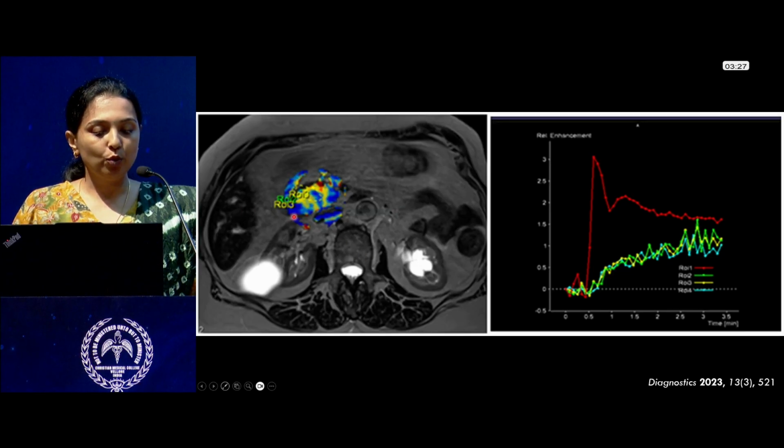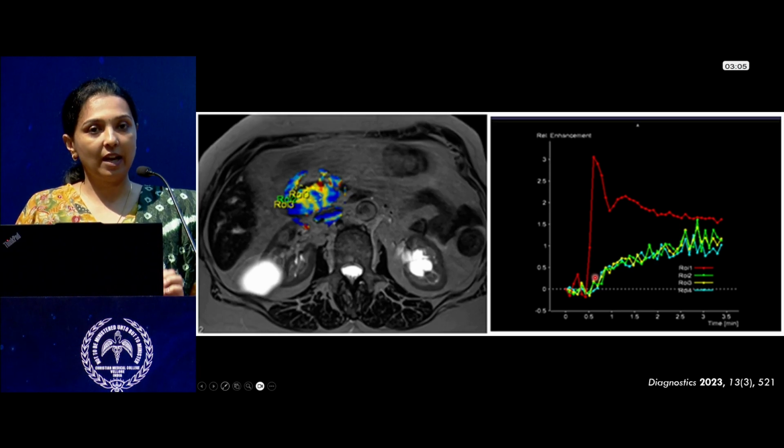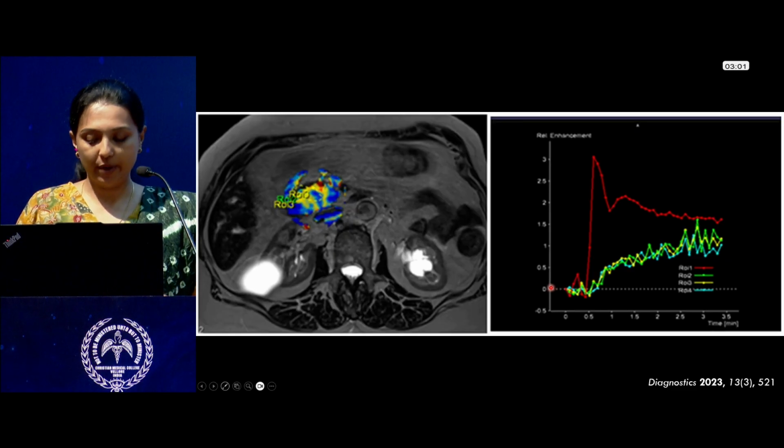So this was a tumor in the head of the pancreas, and after dynamic contrast, we've taken this time intensity curve, and this red curve shows the normal pancreas. So the normal pancreas has a rapid uptake of contrast and washout. On the other hand, the tumor shows slow and steady uptake of contrast, which is typical of ductal carcinoma, which is hypovascular but gradually takes up contrast due to its fibrous nature.